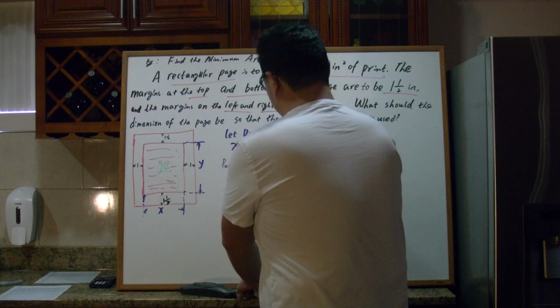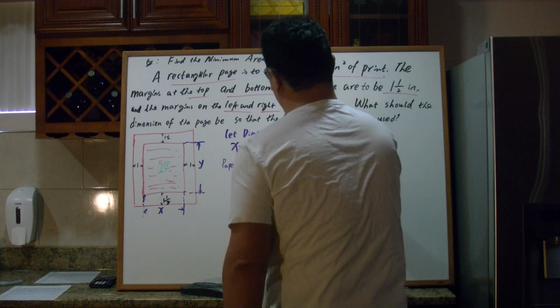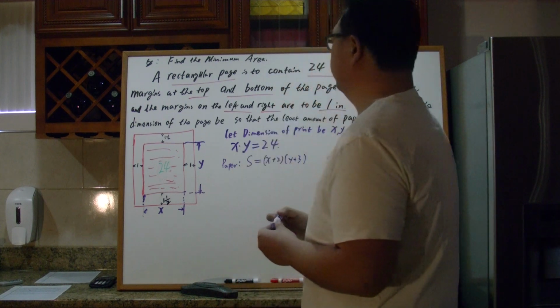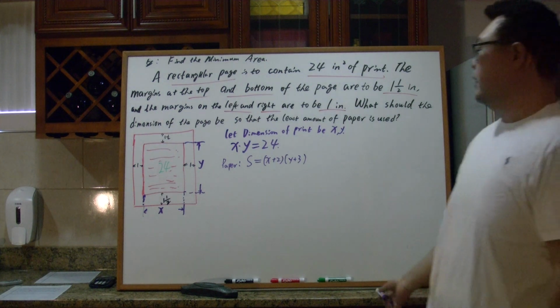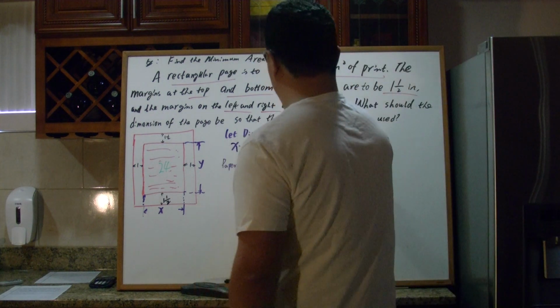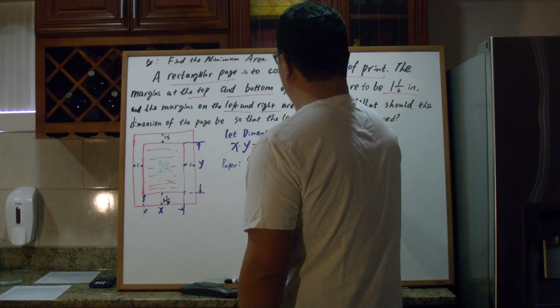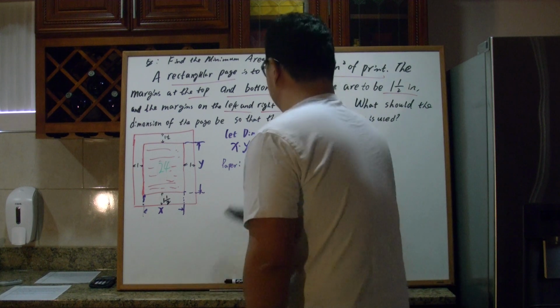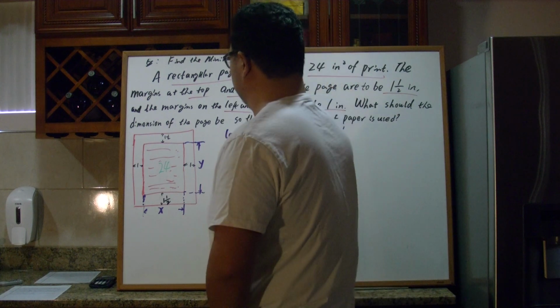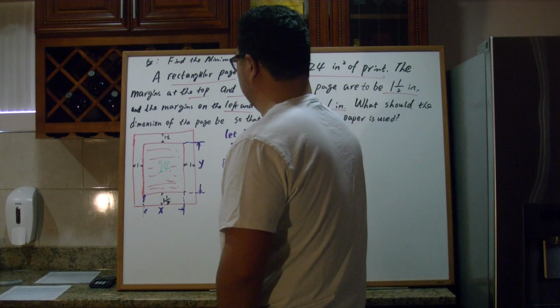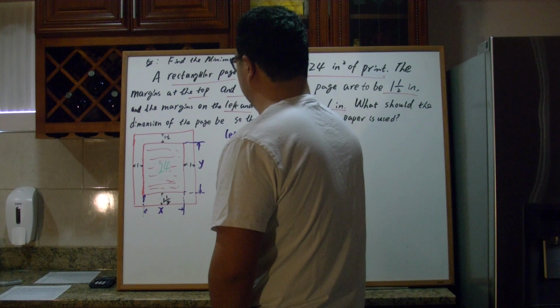And that will be x plus 2 times y plus 3, that we're getting from the question. Right, so y will be, solving for that, xy equals 24. If we solve for one of the variables, y is 24 over x.